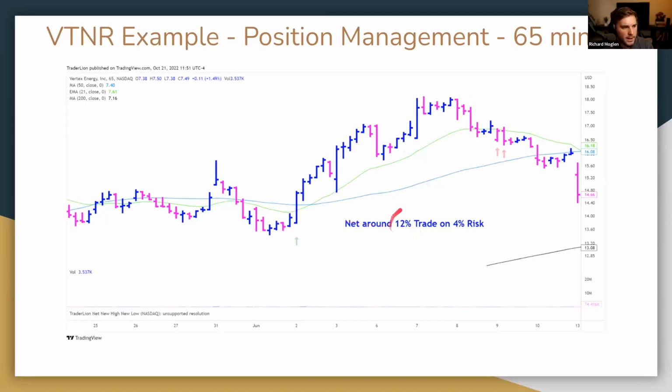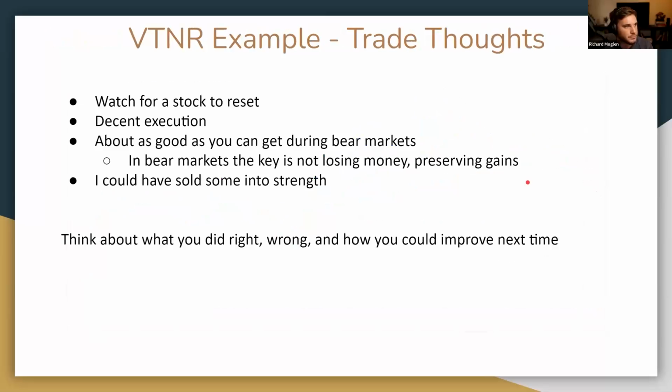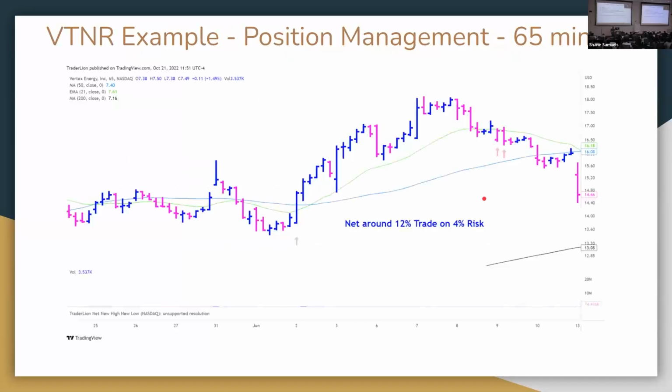I think overall I netted about 12% on the trade. I think at the highs it was up about 20%. So risking 4% to get 12%, that's a 3-to-1 ratio, and that's pretty darn good in this environment, especially during this bear market. So looking back on that trade, Richard, did you move your stop up as it rose?